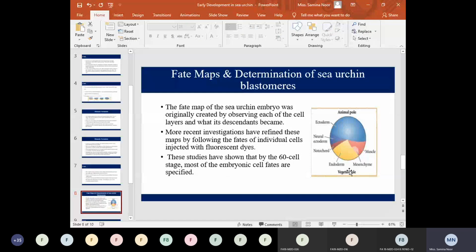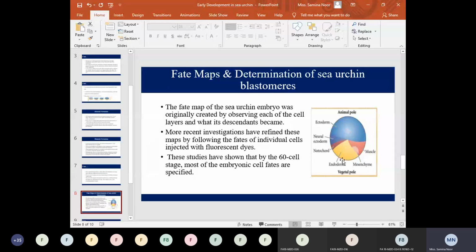As you can see in this figure, this is a fate map of the sea urchin zygote. The different regions of the zygote are identified by the future structures they form. The animal half, or animal pole region, is marked by ectodermal structures in future. This means the region of the animal pole develops into the ectoderm.